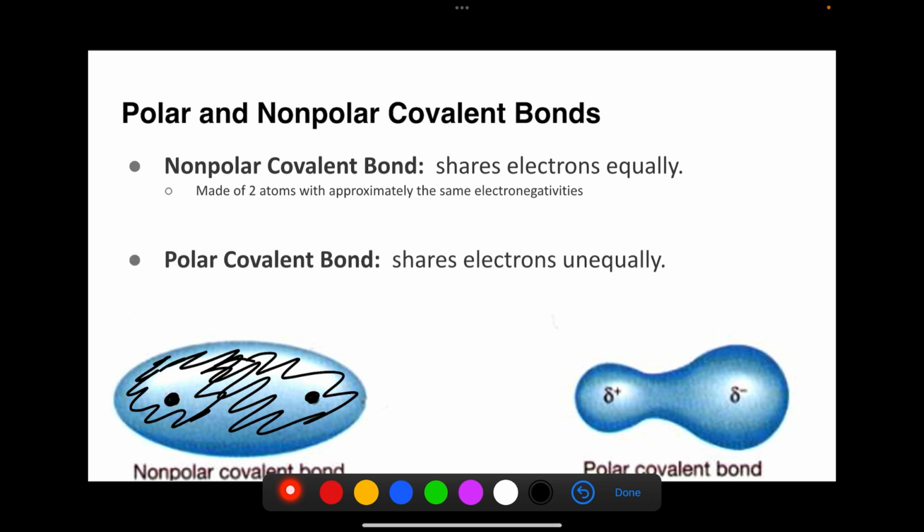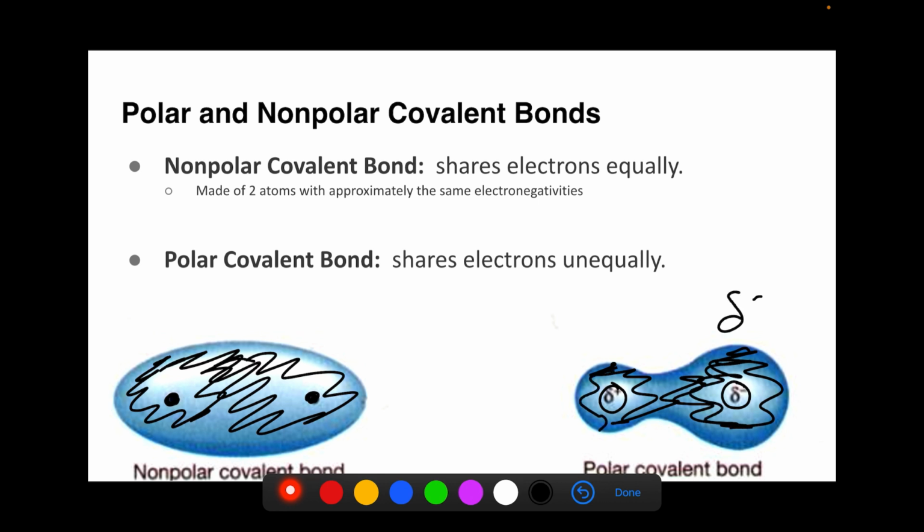Polar covalent bonds, on the other hand, though, here's this nucleus. Notice that the electrons are not shared equally, right? We have way more electrons on this end than we do on this end. That results in a partial negative charge, which is represented by that symbol here, and a partial positive charge on that atom. This would occur between two atoms with very different electronegativities.